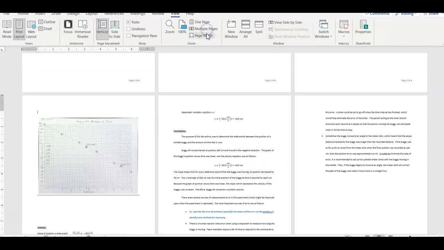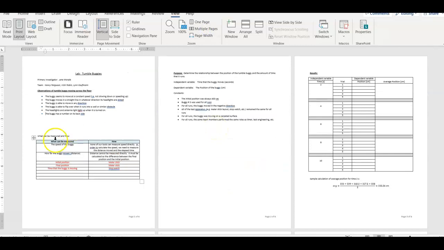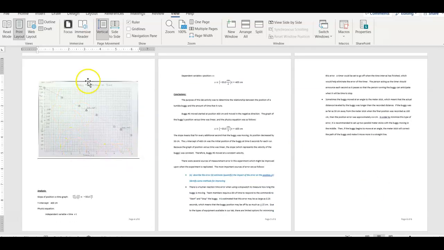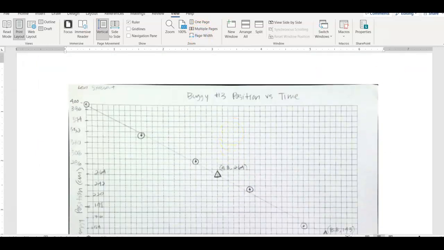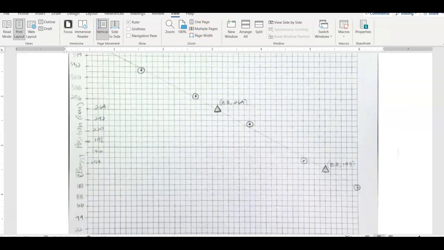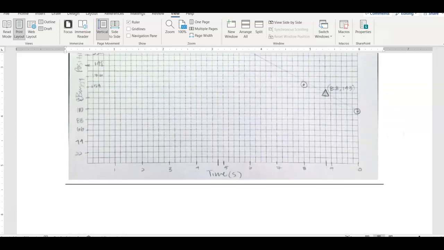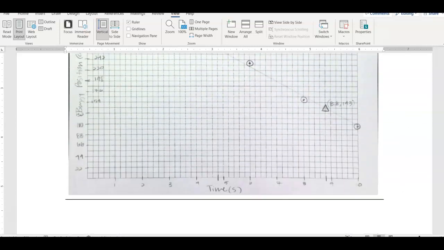I'm going to view multiple pages so that you can see. I have my first page with the observations, my second page with the constants, my third page with the data table and the sample calculation, and then my fourth page here has the picture of my graph. Now we did these graphs by hand on a piece of paper, so I've taken a photo of it and pasted that photo in the report.